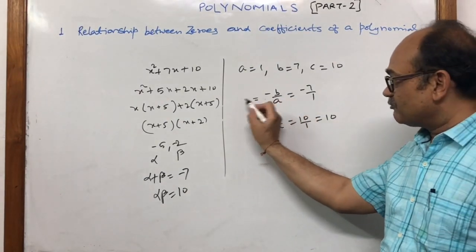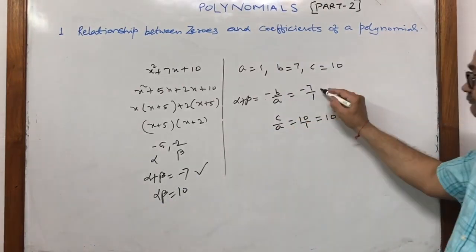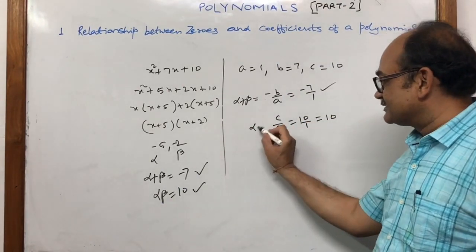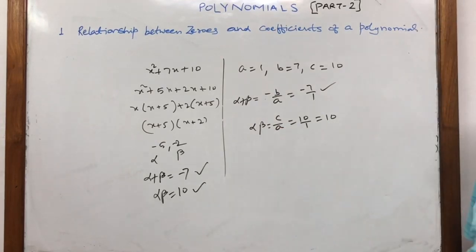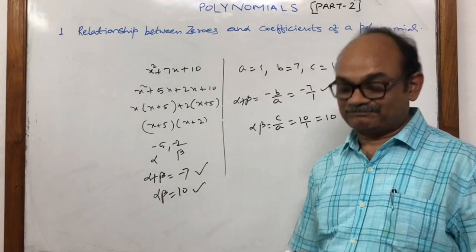Now see the formula. This is the formula for alpha plus beta. Minus 7, minus 7, verified. Product is the formula for product. Hence the relationship is proved. Easy? One more.